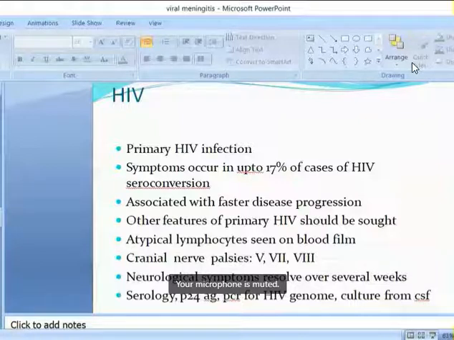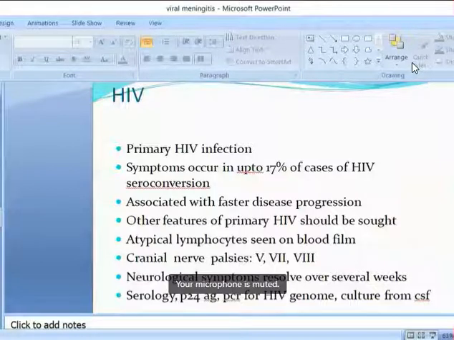And as it occurs in the primary seroconversion stage, you may have to do a serology which may or may not give an antibody positive. In that case, you can look for the antigen, which is the P24 antigen, or you can perform RT-PCR to look for the HIV genome. Culture can also be done, but it is not a very common modality for diagnosis.